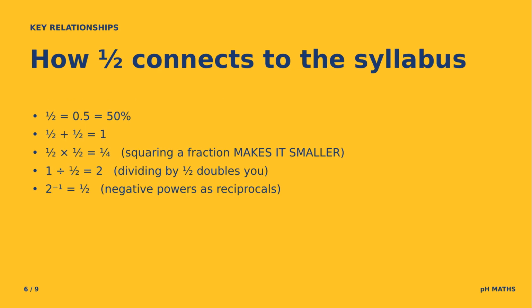Key relationships. A half equals 0.5 equals 50%. Half plus a half is 1. Half times a half is a quarter. Squaring makes it smaller. 1 divided by a half is 2. Dividing by a half doubles you, which is a great calculator paper sanity check. And 2 to the minus 1 is a half. Negative powers are reciprocals. Lots of marks live in spotting that one.